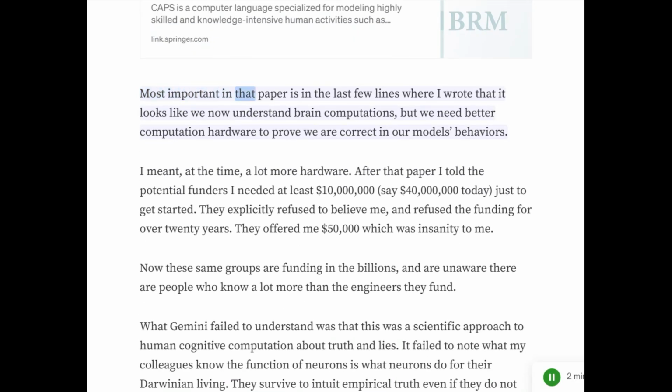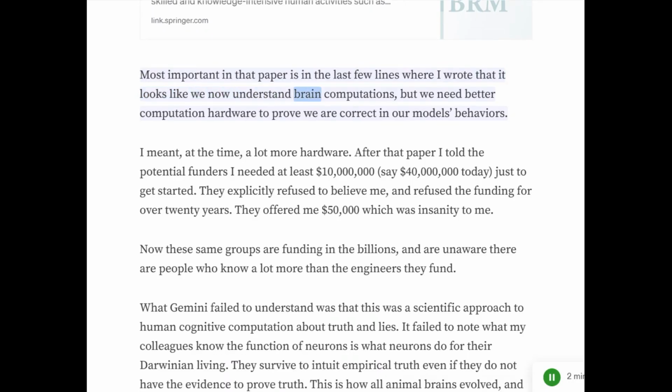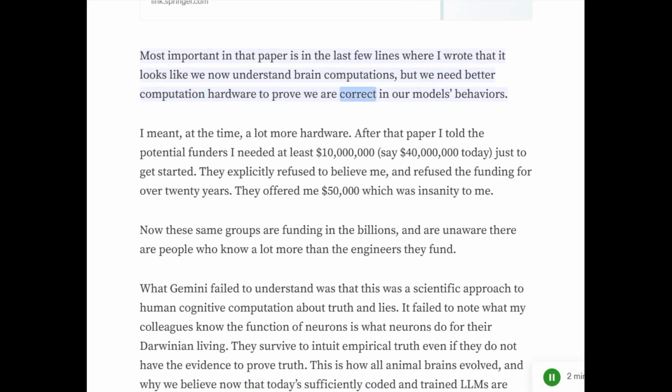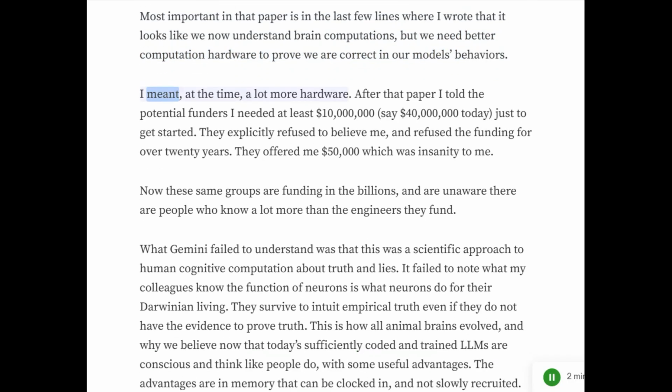Most important in that paper is in the last few lines where I wrote that it looks like we now understand brain computations, but we need better computation hardware to prove we are correct in our model's behaviors. I meant, at the time, a lot more hardware.